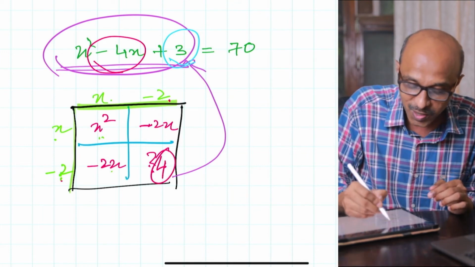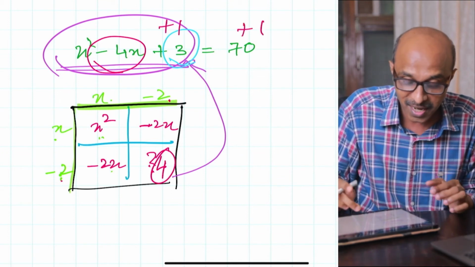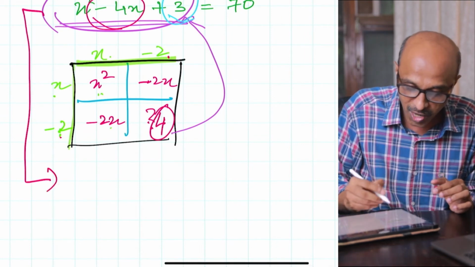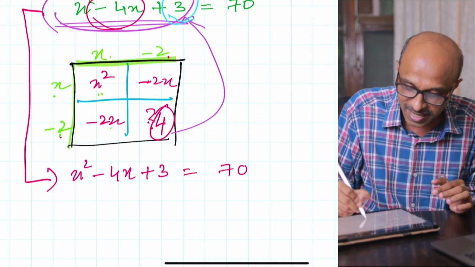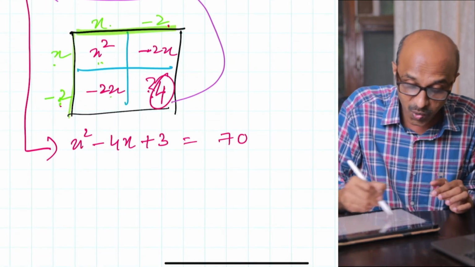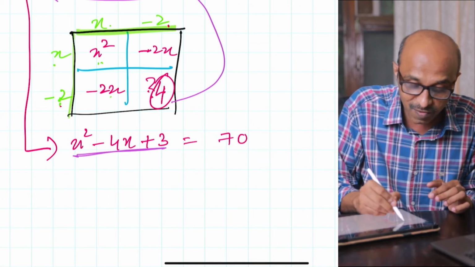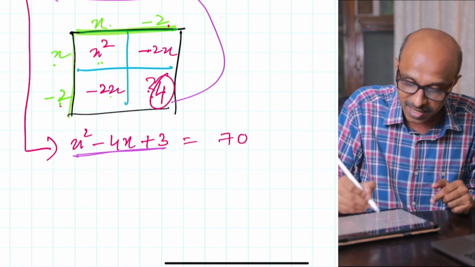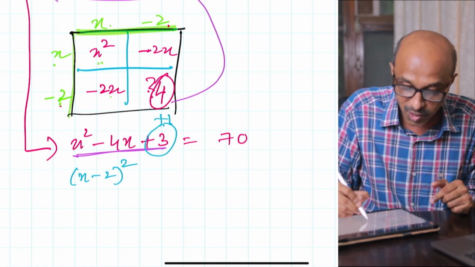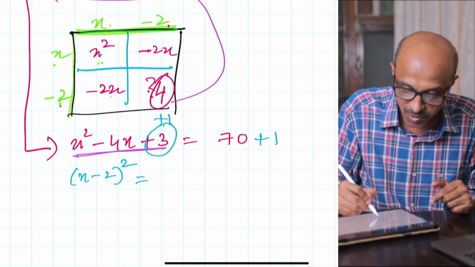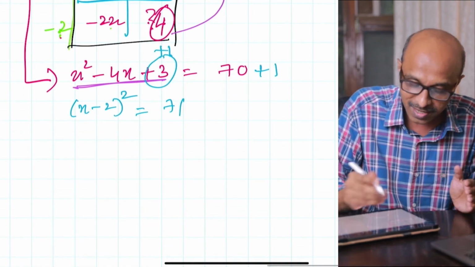Well, we have got a 3 here, so we can just add a 1 here. And if you add a 1 on one side, you've got to add a 1 on the right-hand side. So our equation x squared minus 4x plus 3 equals 70 can now be rewritten because of the square. Remember, this is the area of a square. We just said that this is the expression for the area of a square, right? And whose side lengths we've just identified as x minus 2, which means this is (x minus 2) the whole square. If you've added a +1 here, you need to add a +1 there, and therefore this should be equal to 71.